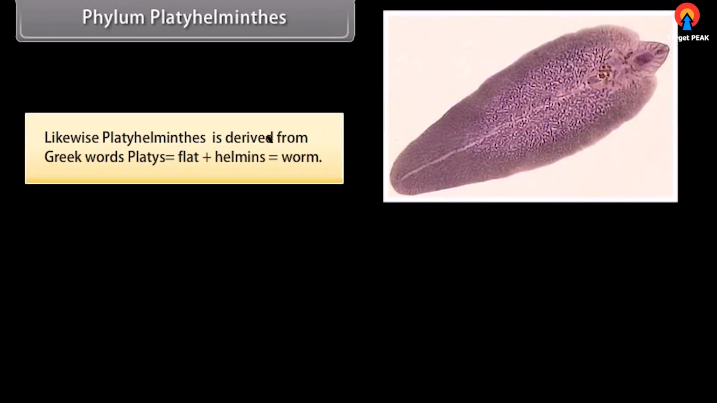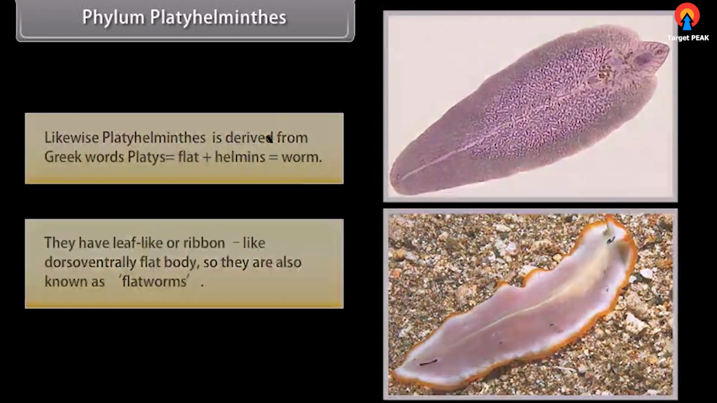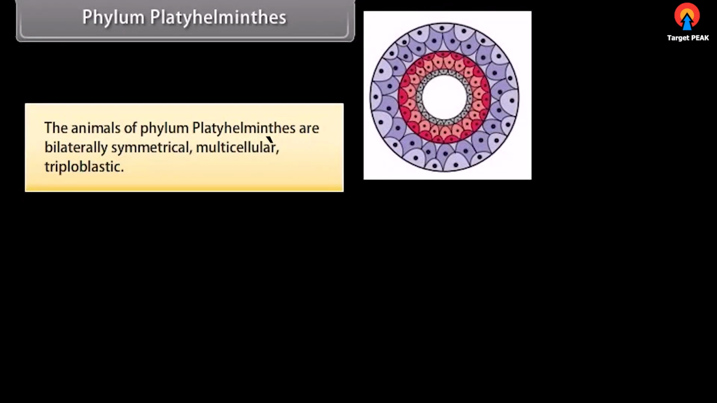Phylum Platyhelminthes. Likewise, Platyhelminthes is derived from Greek words platys, flat, plus helminth, worm. They have a leaf-like or ribbon-like dorso-ventrally flat body, so they are also known as flatworms. The animals of phylum Platyhelminthes are bilaterally symmetrical, multicellular, triploblastic.